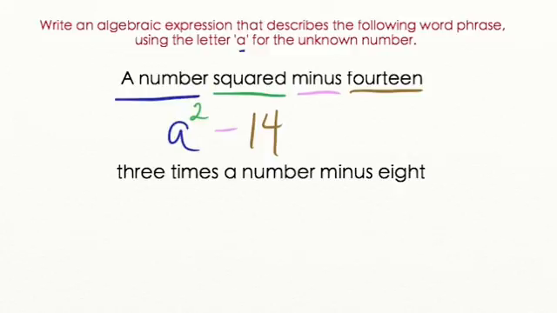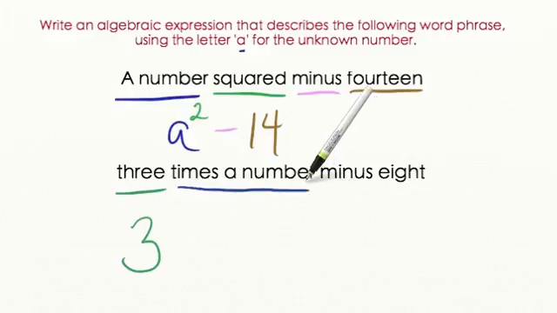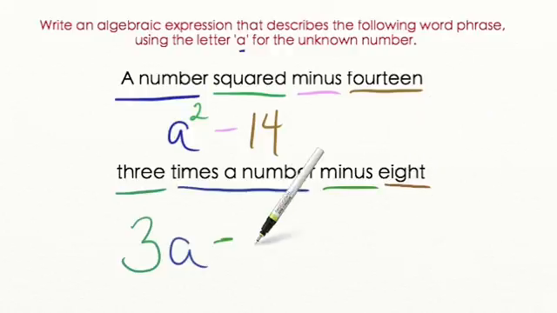Are you ready for the next one? Okay, so we have the number 3 to start. So I'm going to write the number 3. And we are going to multiply it by a number. And once again, a number is unknown, so we're going to use the variable A. And then it tells us that we need to subtract. So we're going to put a subtraction symbol here. And then finally, we are going to finish with the number 8. And that's all there is to it. All you have to do is go through each of the different words in your word sentence and then change those into numbers. And you have your expression.